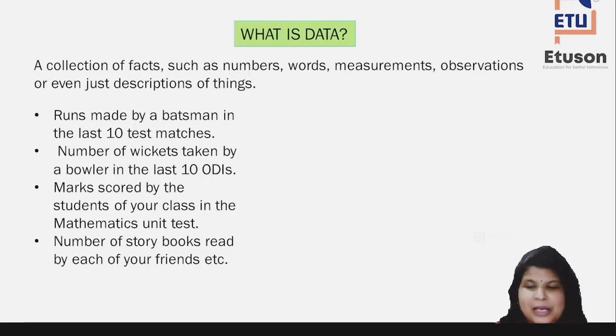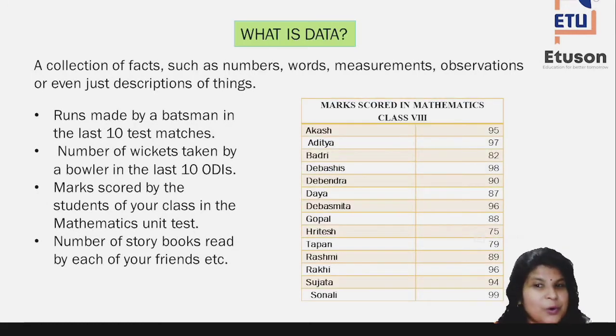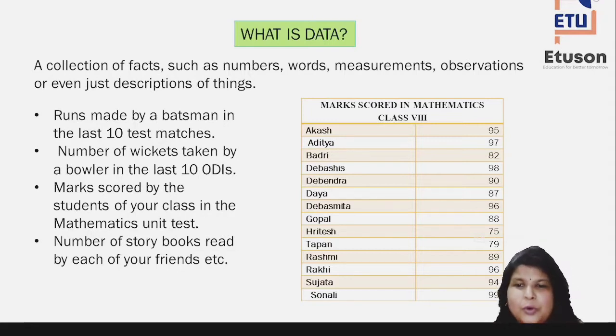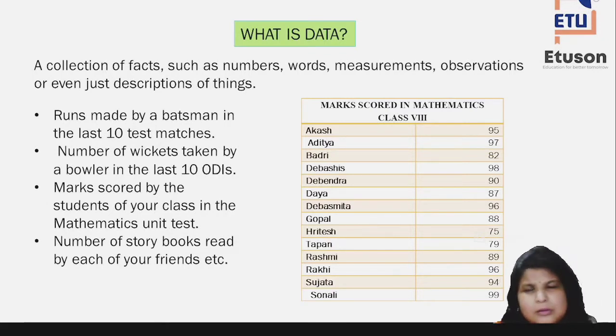Okay. So now I have taken a typical example where we have collected the marks scored by the students of class 8. So there are some students of class 8 who have scored some marks. So now I will ask what is the marks scored by Devendra. So you can just see it is 90. Devasis. What is the marks scored by Devasis? It is 98. Ritesh 75. Now for Ritesh 75 is just a number.